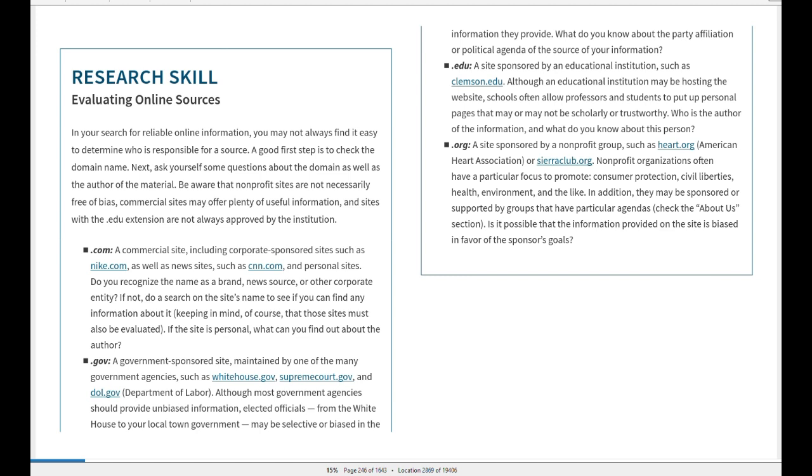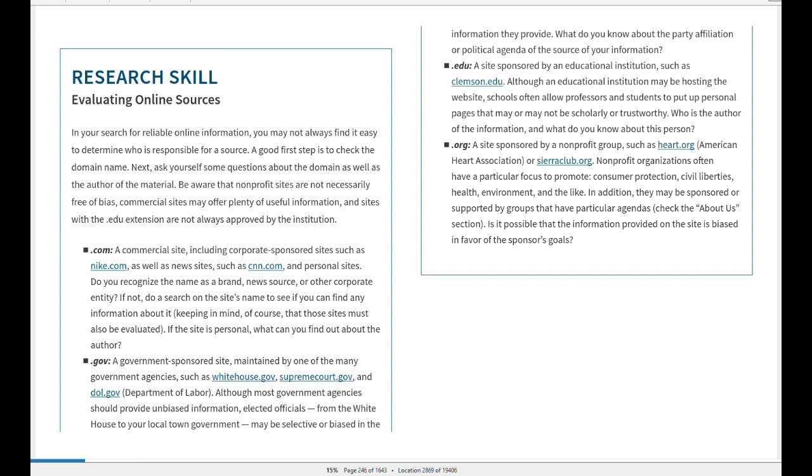.edu, a site sponsored by an educational institution such as Clemson.edu. Although an educational institution may be hosting the website, schools often allow professors and students to put up personal pages that may or may not be scholarly or trustworthy. Who is the author of the information, and what do you know about this person?